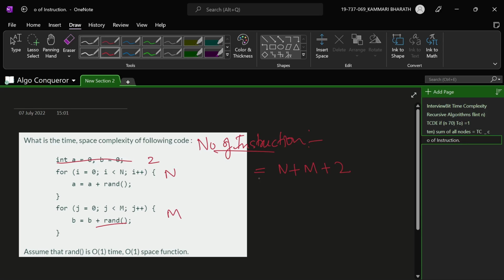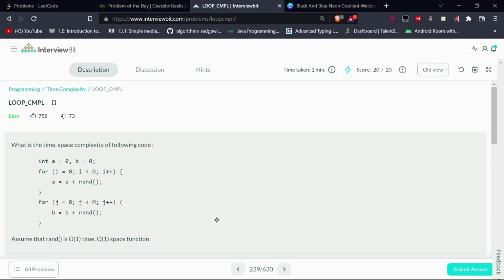Now how will you find the big O notation of this equation? You eliminate the constants and you eliminate the lower order terms. Here we don't have any lower order terms, both have degree 1, so this becomes big O of n plus m. I hope you understood the solution. Let's move on to the next problem.